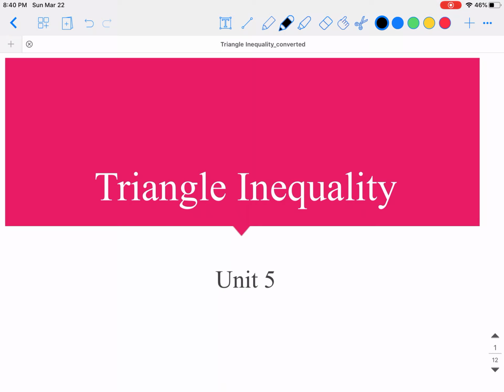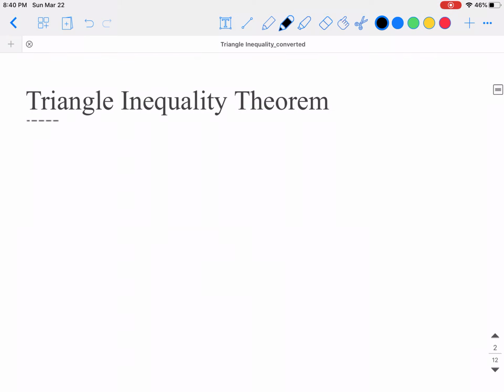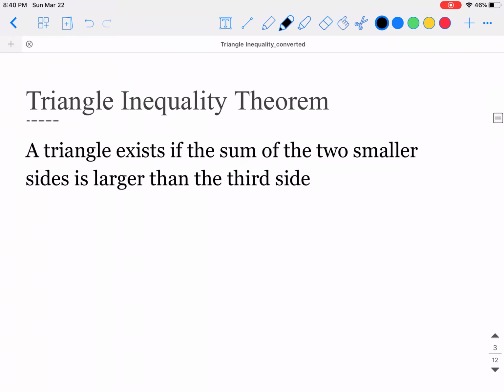So today we're going to talk about triangle inequality. This is the last lesson that we're going over in this unit, so it's the first part of the last lesson. We have a theorem that goes along with triangle inequality, which is called the triangle inequality theorem. The triangle inequality theorem tells us that a triangle exists if the sum of the two smaller sides is larger than the third side. So very important for this. We're trying to identify the two smaller sides of our triangle and making sure that the sum of those sides is larger than the third side.